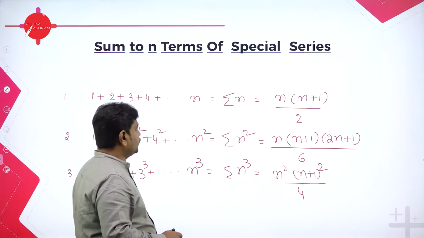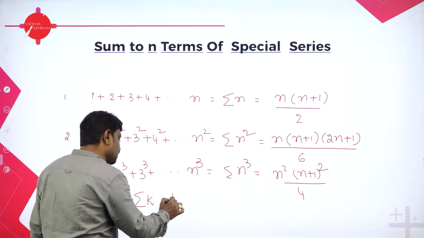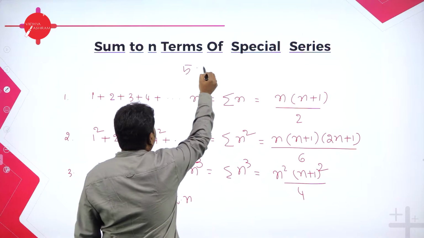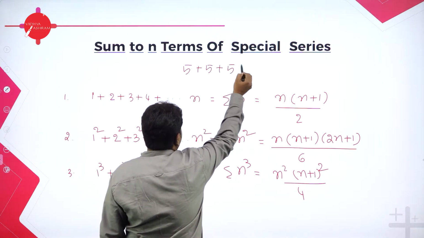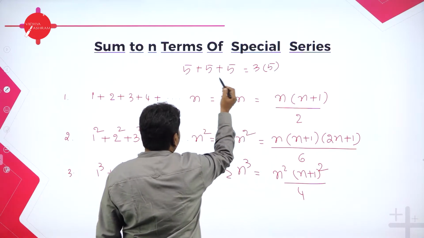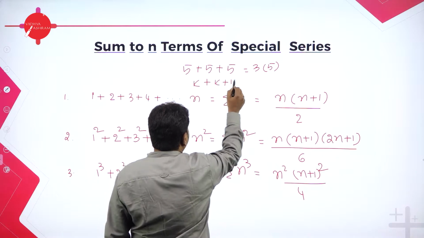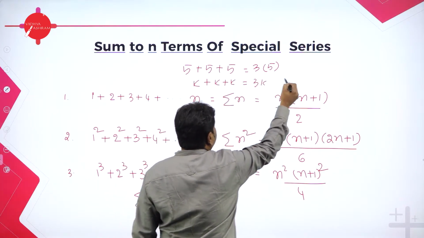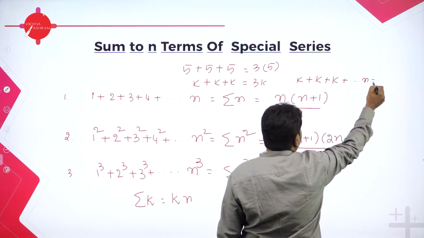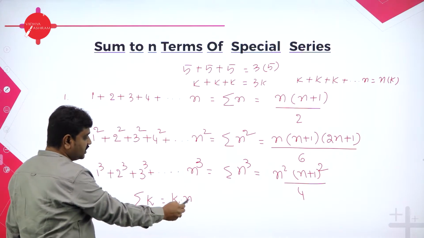Other than this, we have sigma constant. Sigma constant is constant into n. The meaning is simple. If I add 5 plus 5 plus 5, 3 times, it is 15, or 3 times 5. So n times means n. Like that, k plus k plus k, 3 times, is 3k. So k plus k plus k plus k, n times, is nk. That's why the summation of a constant is constant into n.